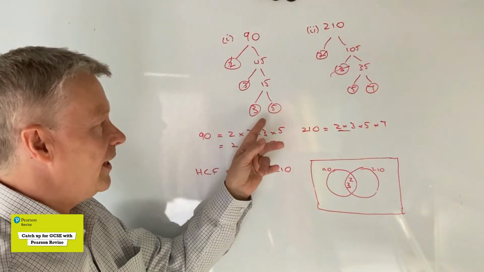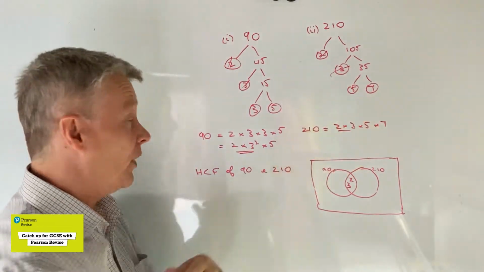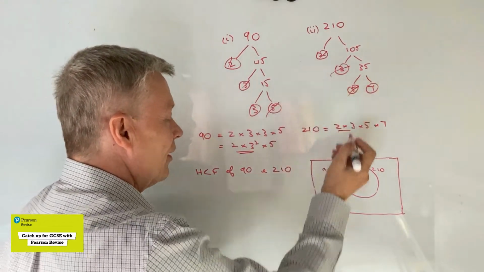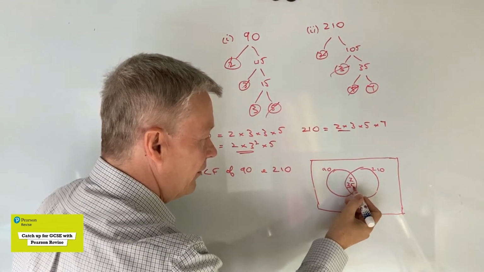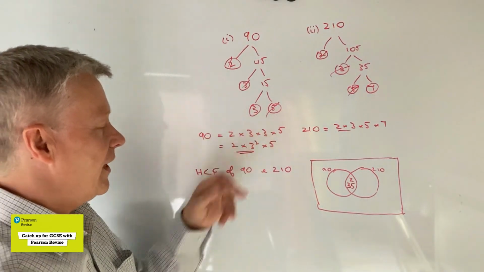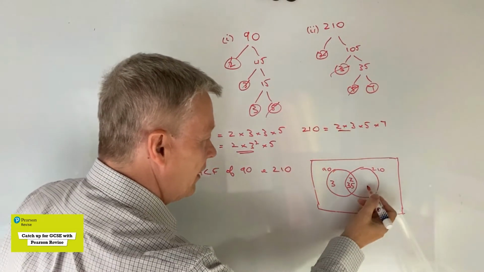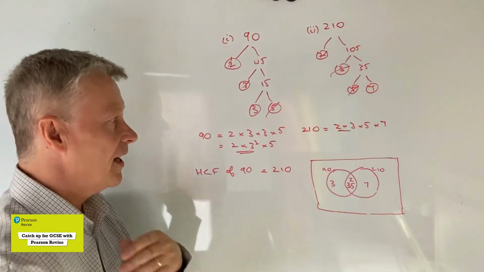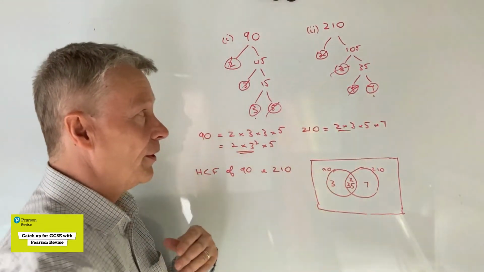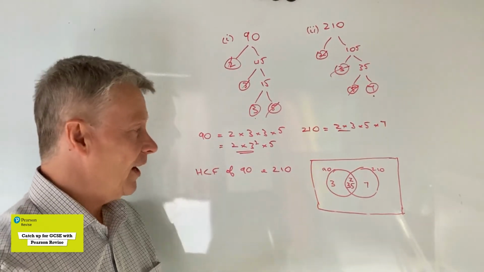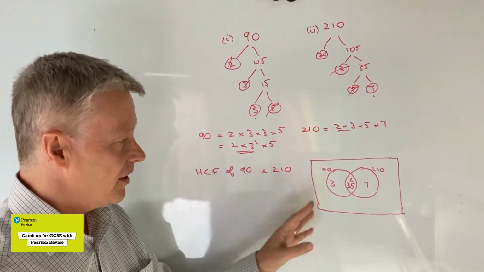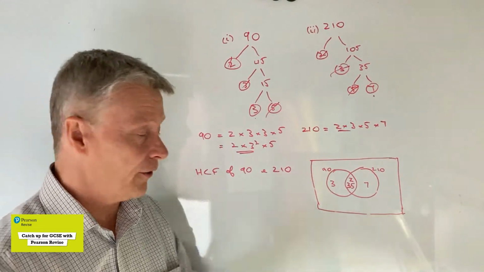And then I've got 3 and 5 and 5 and 7. 5 is common to both, so I can put 5 in the middle. What's left is a 3 here, which goes into just 90, and then a 7 here, which goes into 210. So that deals with all the numbers on my factor tree. Then to answer the question, it's a case of just looking back at the Venn diagram.